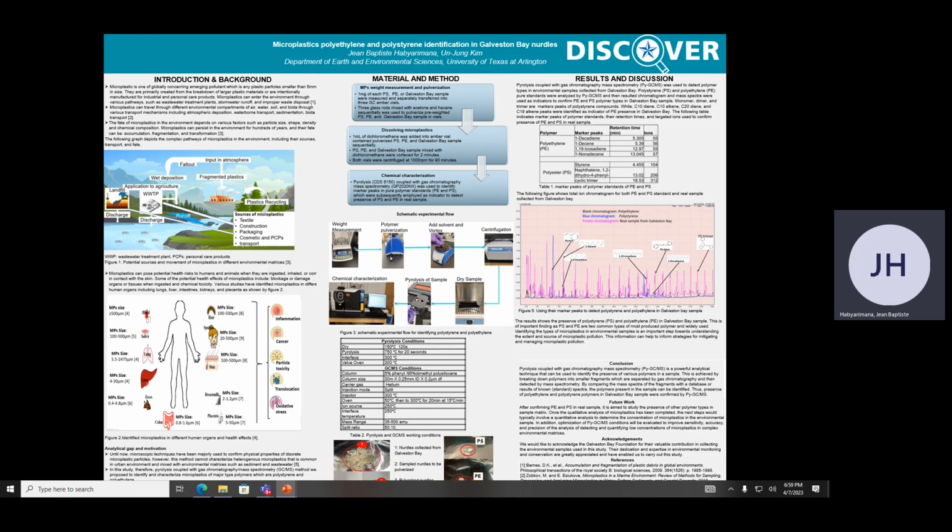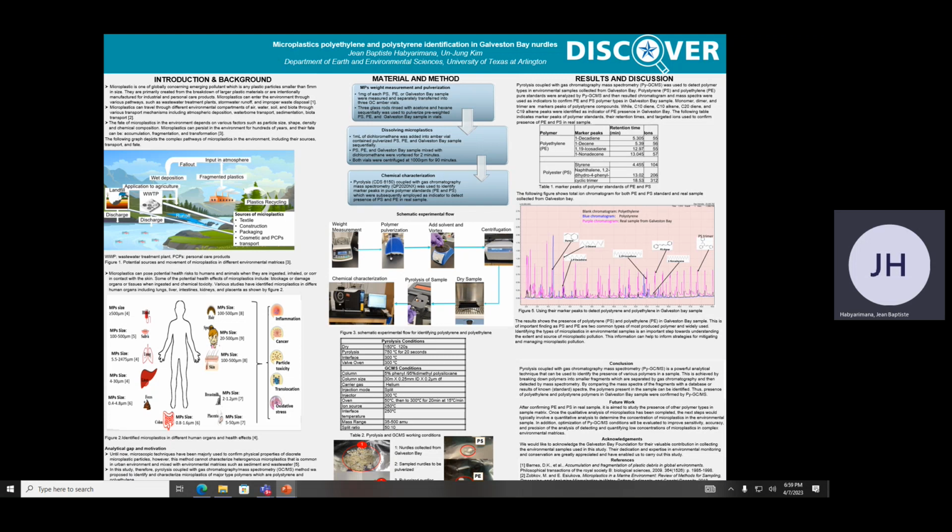So how did we achieve our goal? We start with measuring 1 milligram of polyethylene and polystyrene pure standard and 1 milligram of Galveston-based sample. Then we homogenize them by pulverizing or crushing them. And then we add 1 milliliter of acetone to each pre-weighed sample. And then we vortex and centrifuge them to an extent that those weighed particles dissolve in the acetone solvent.